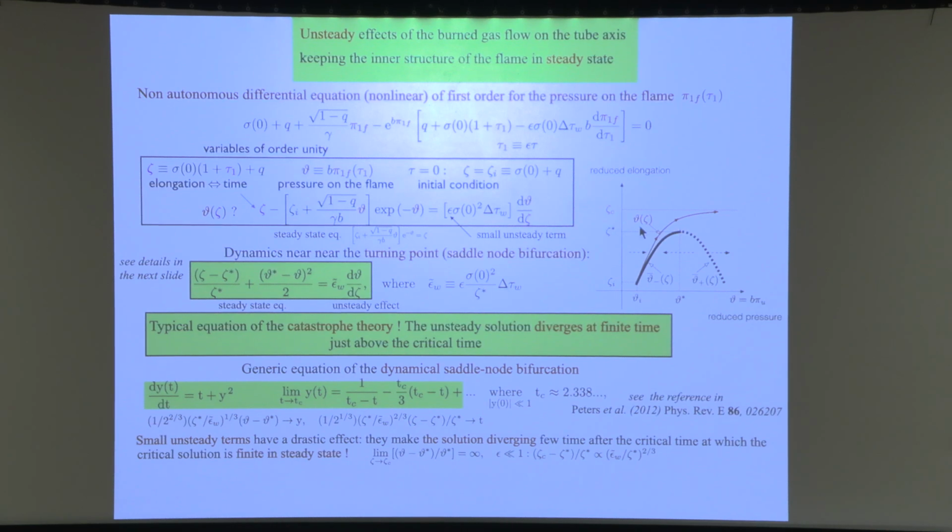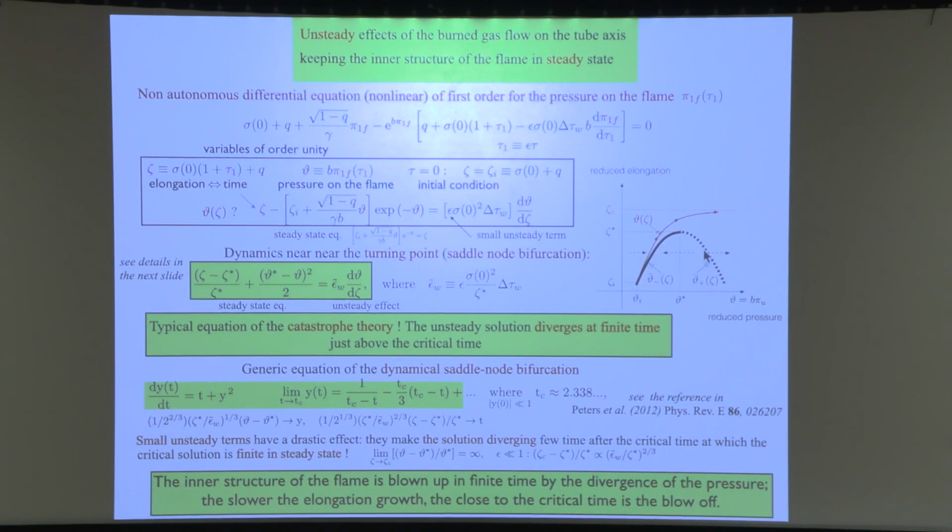One is a quasi-steady critical value, and this is an unsteady critical value. So, as I told you, this is a generic equation. This is called in mathematics a dynamical saddle-node bifurcation. To make you understand what this vocabulary means, what is a saddle node? For a given time, you have two solutions. This one, excuse me, and this one.